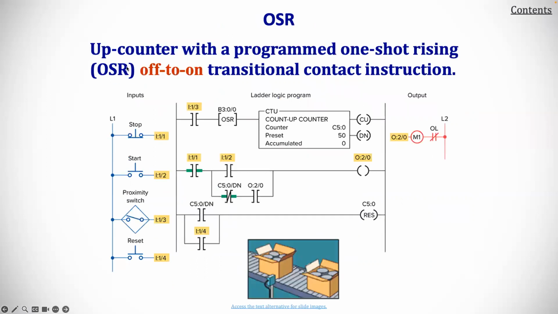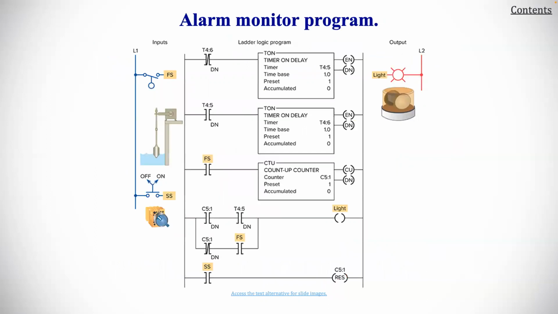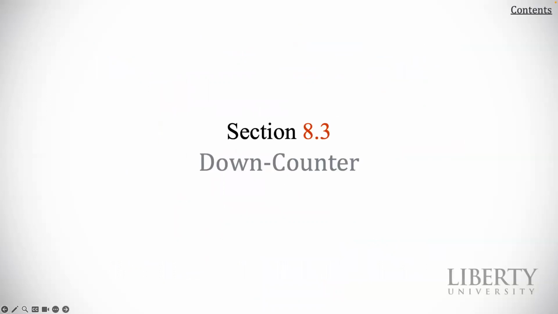The up counter with a programmed one-shot rising OSR off to on transitional contact instruction, and we're seeing that in this figure. The OSR instruction is used to freeze rapidly displayed LED values. Closing the momentary push button PB will freeze and display the value at that point in time. So that can be a useful thing for diagnostics. Here we have an illustration of an alarm monitor program. I'm just going to skip that for now.